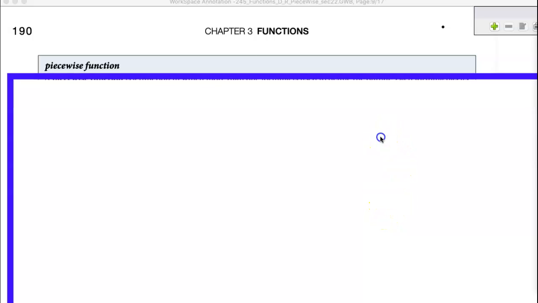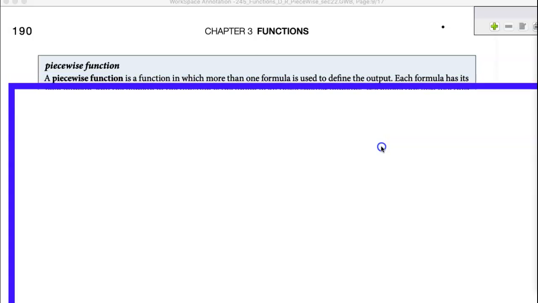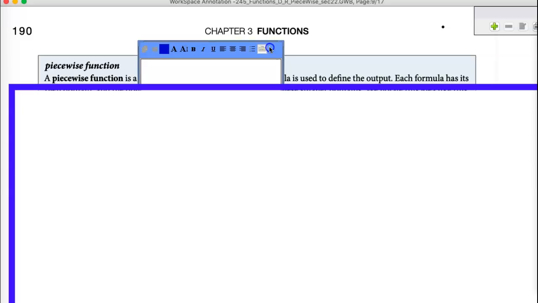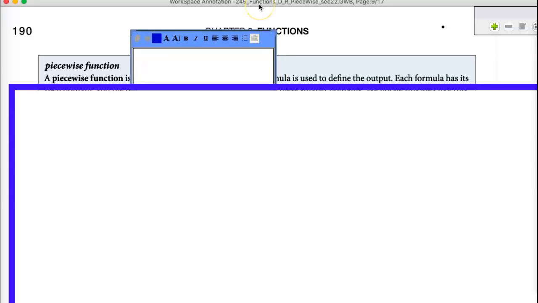Okay, so what this is going to illustrate by definition is a piecewise function is a function in which more than one formula is used to define the output. Well, different textbooks use different verbiage. So I think I want to change this up here.